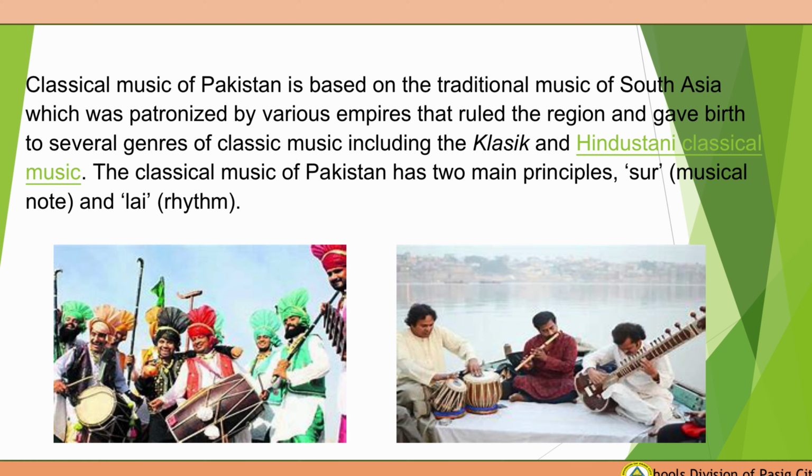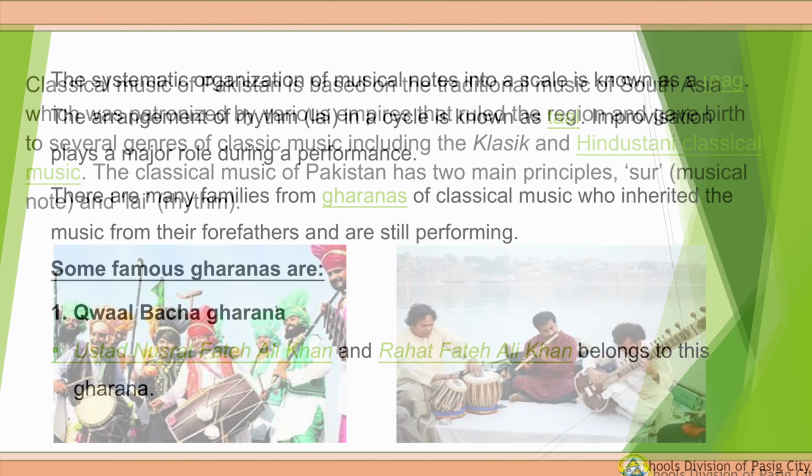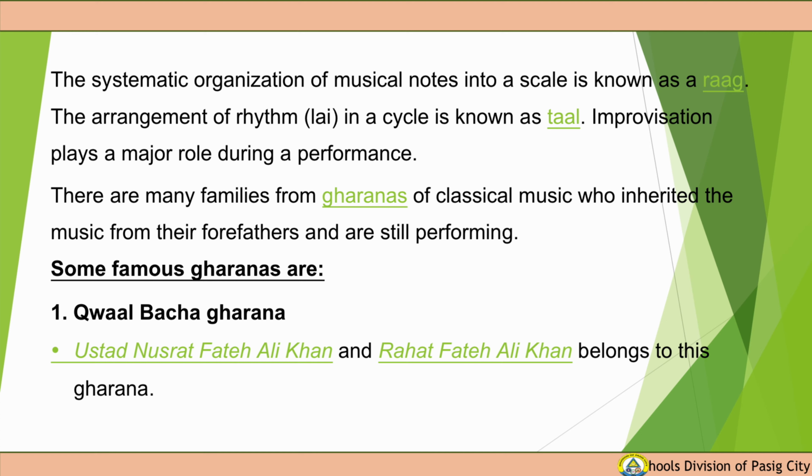The classical music of Pakistan has two main principles: sur, musical note, and lay, or rhythm. The systematic organization of musical notes into a scale is known as raag. The arrangement of rhythm, lay, in a cycle is known as taal. Improvisation plays a major role during performance. There are many families from gharanas of classical music who inherited the music from their forefathers and are still performing.